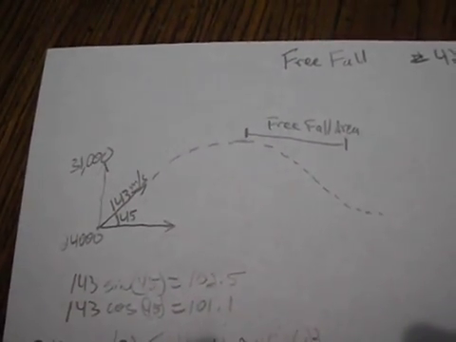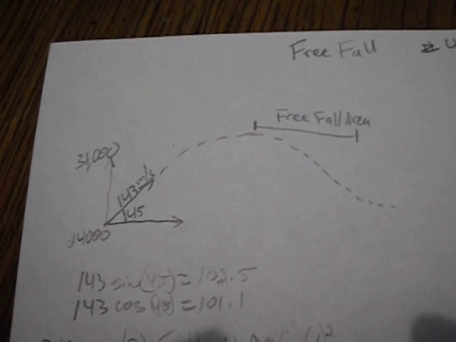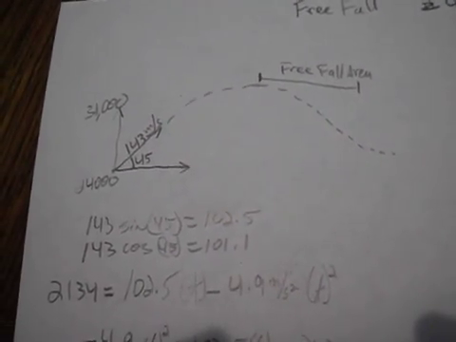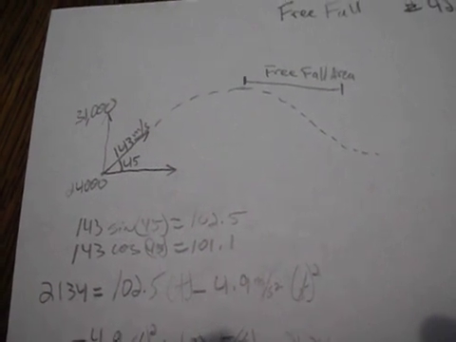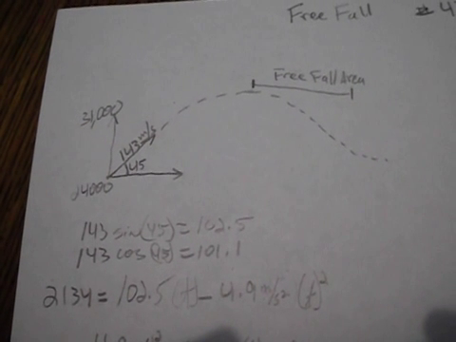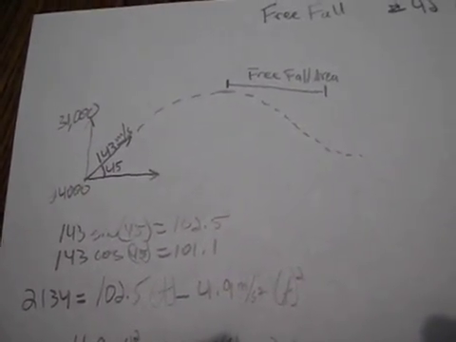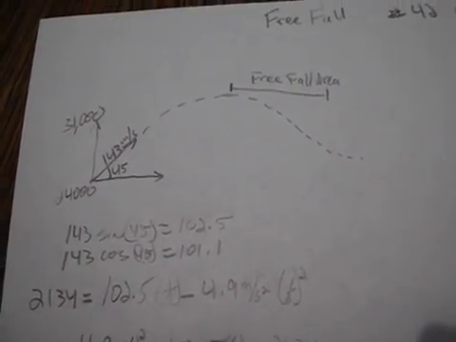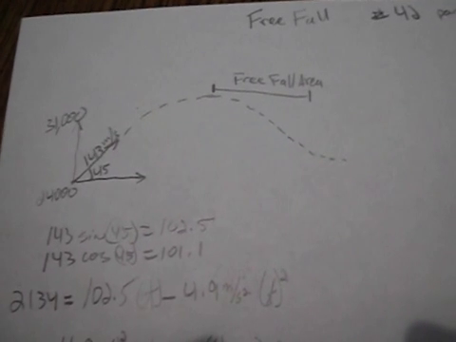There's my x and y horizontal components and vertical components. So this is what I came up with to get into my quadratic equation to find my time. That 2134 meters is just the difference between the overall 31,000 feet and 24,000 feet. So that 2134 converts to roughly 7,000 feet.